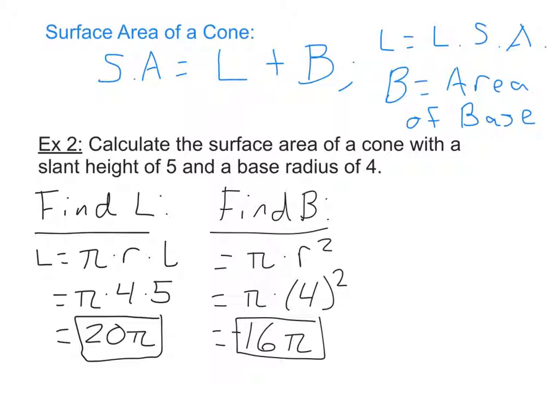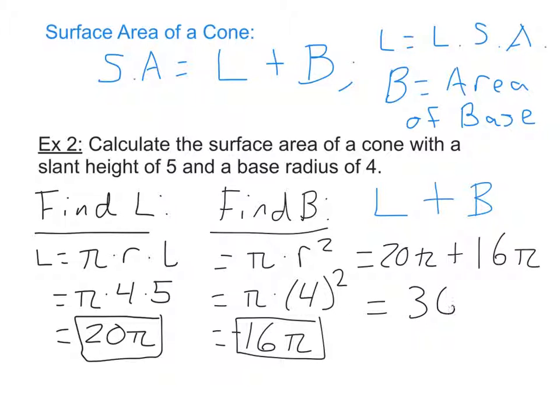Lastly, we have big L and we have capital B. So now we can go back and use our formula. We take the lateral surface area plus the area of the base. So big L plus big B. We substitute 20 pi in for L, because that's what we found there. We substitute our 16 pi in for big B. And just like collecting like terms, we can go ahead and collect like radicals. 20 plus 16 will get us 36 pi. And just like with the lateral surface area, the answer is always going to be units squared.